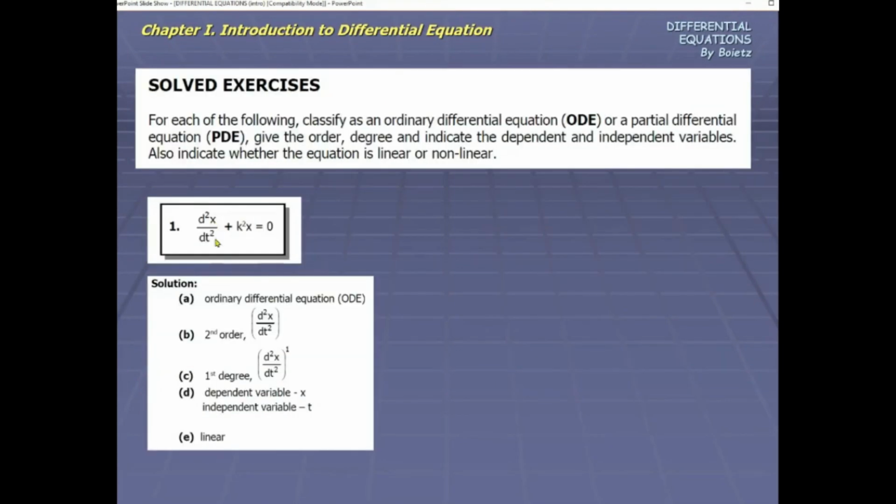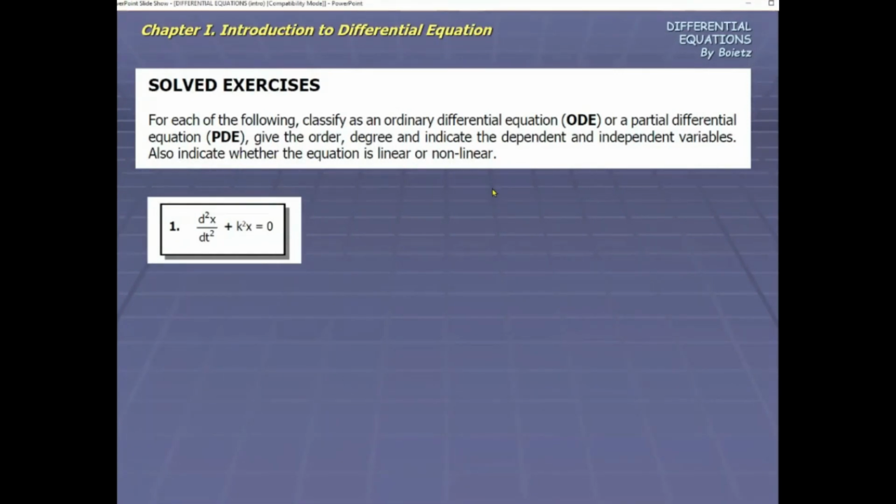So the second derivative of x with respect to t plus kx squared equals 0. So here, ang tinatanong dito ay classify if it is ODE, ordinary differential equation, or PDE, partial differential equation. Okay? Then give the order, degree, and indicate the dependent and independent variable. Also indicate whether the equation is linear or non-linear. So lahat ng pinag-aralan natin, lahat ng diniscuss natin sa introduction, itatanong dito sa bawat differential equation.